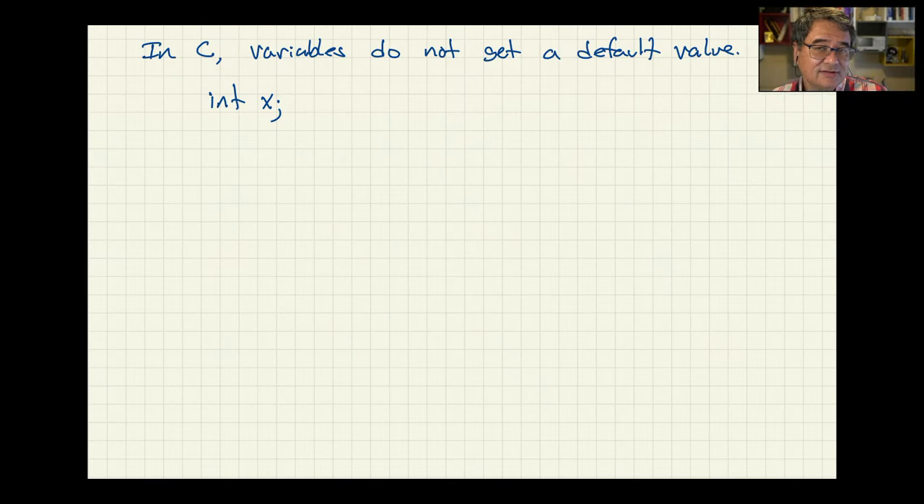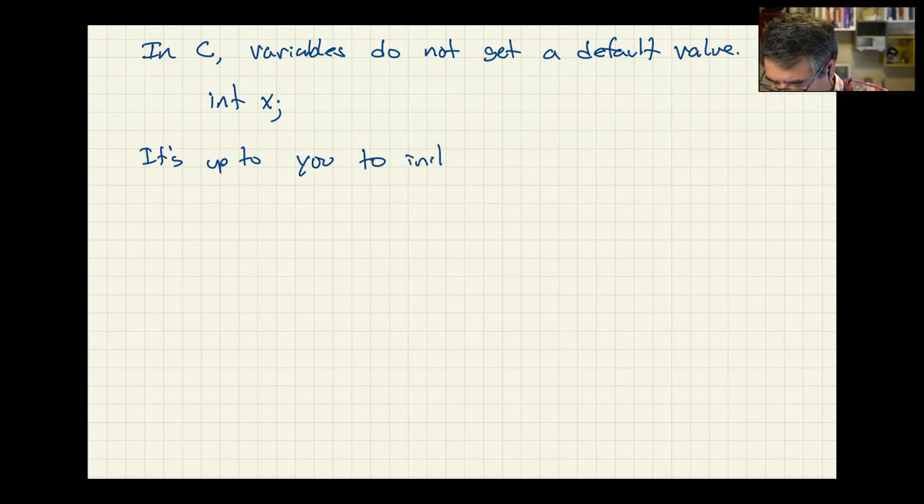In Java, the value of x will be defined for you. It'll initialize the variable x to be the value 0, or for a Boolean, it'll be the value false. Or for objects, it'll be the value null. But in C, they do not get a default value. It's up to you, the programmer, to initialize them. So if you want to initialize x to be 0, you would do it like this. You could do int x, semicolon, and then x equals 0. Or you could just do int x equals 0.